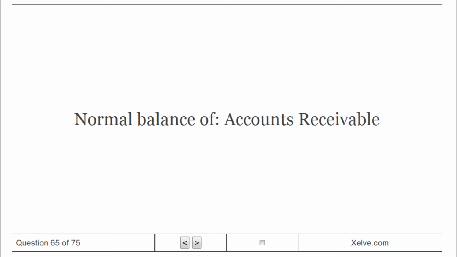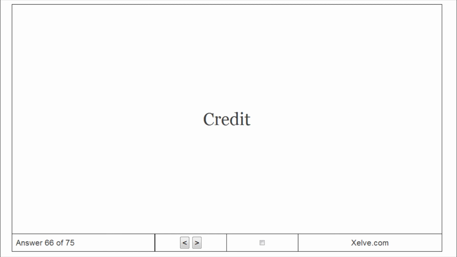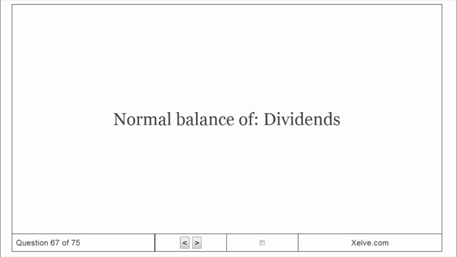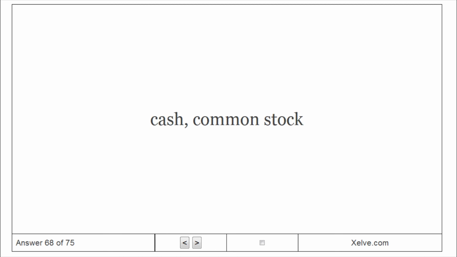Normal balance of accounts receivable. Debit. Normal balance of common stock. Credit. Normal balance of dividends. Debit. State what is debited and what is credited. Kaustav Sen invests $4,000 cash in exchange for shares of common stock. Cash, common stock.